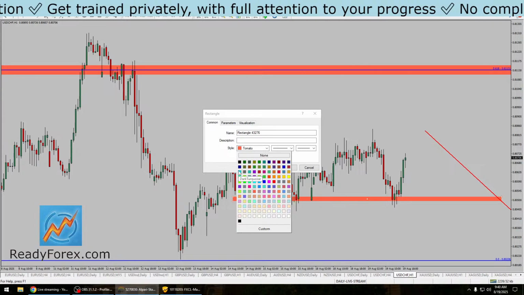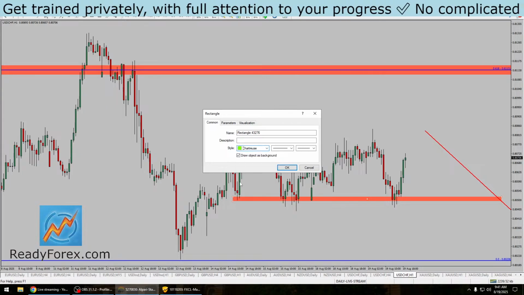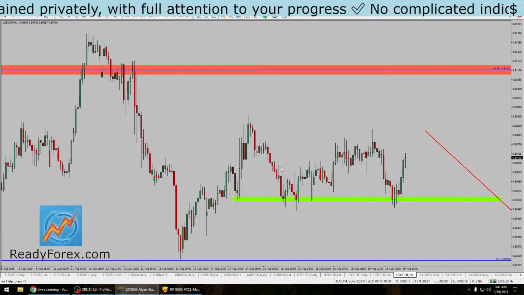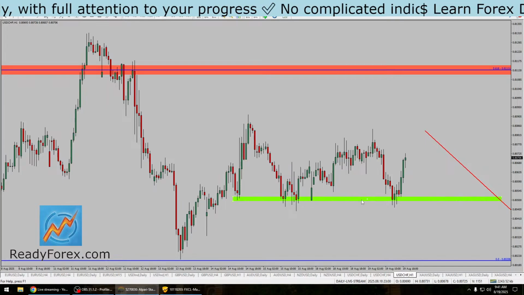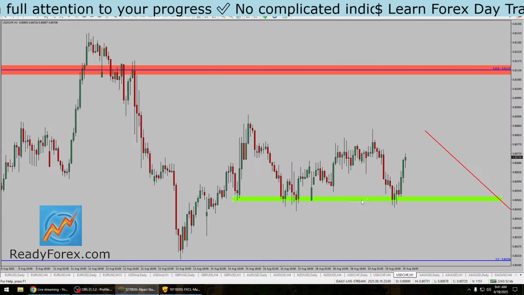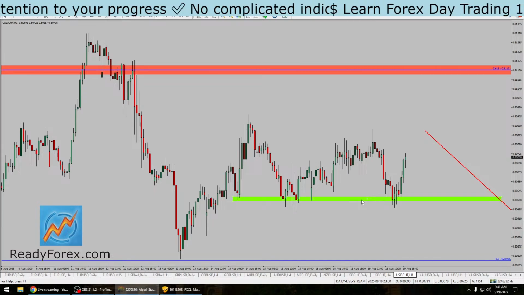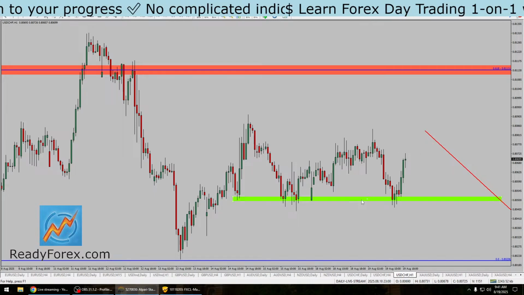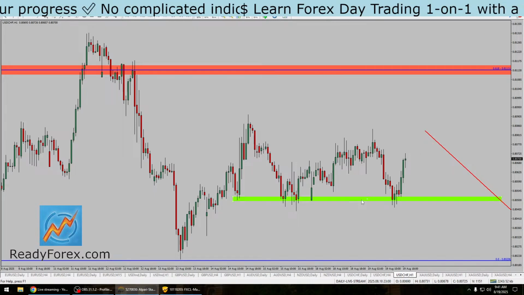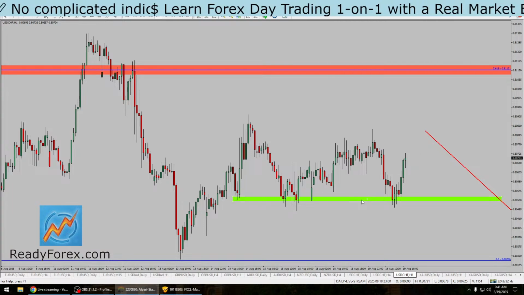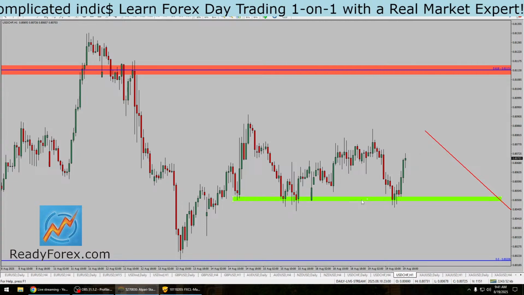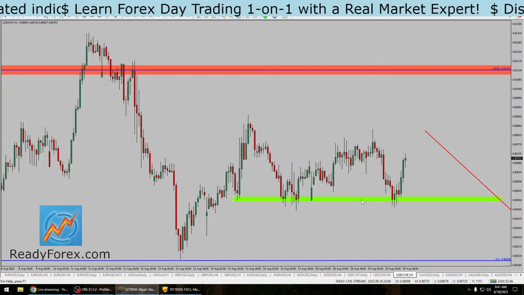So if the market really wants to drop, we should get a breakdown in price first below the support level, below this green color highlighted area, whatever you want to name it, if the market really wants to drop. Otherwise it could go up as well.